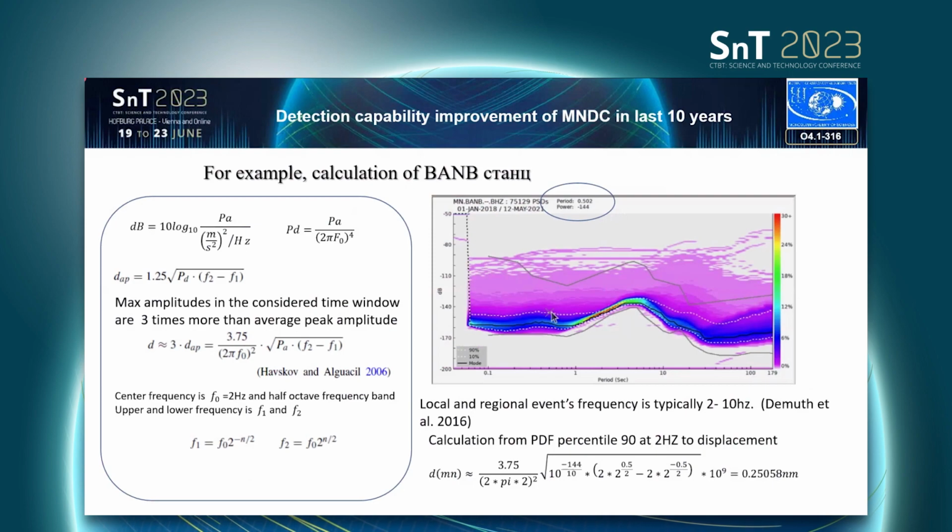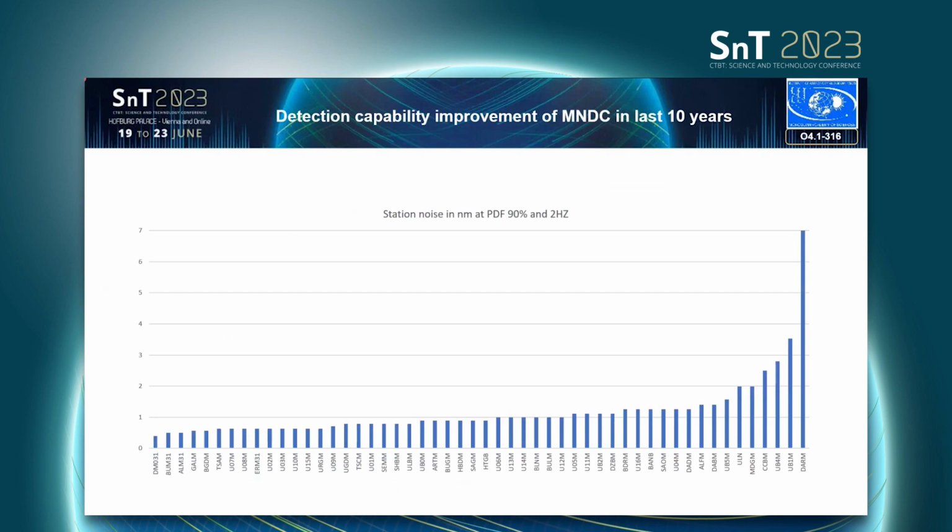So we are using the 90th percentile at 2 hertz because it is a worst case, maybe wind and other cases. Then we know every station's own noise in nanometers. So there are all of these broadband stations on the Z component, as you can see.